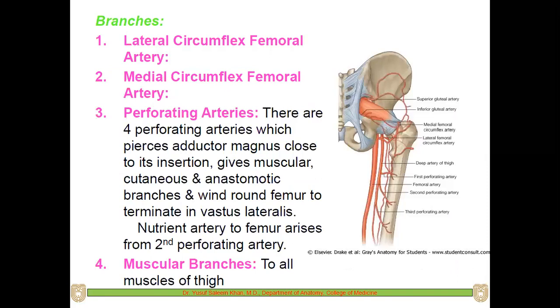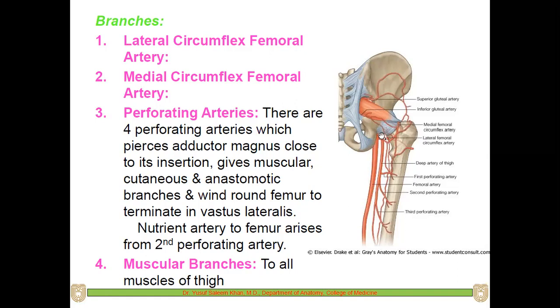So what are the branches it will be giving? Now you can see here, this is the femoral artery, and here is the profunda femoris artery or the deep artery of the thigh. Okay, so it will be giving multiple branches. This is the profunda femoris artery, which is giving all the branches in the thigh. Which are those? One is called the lateral circumflex femoral artery.